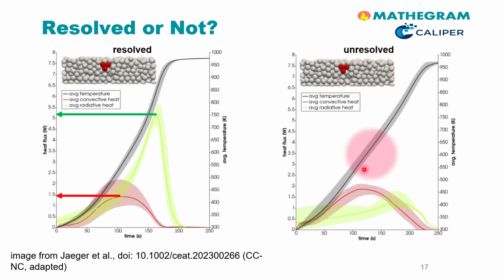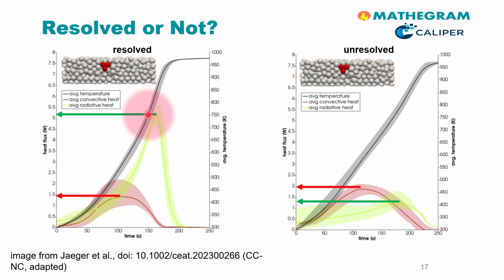Clearly, the temperature evolution in black is quite similar. However, the exchanged amount of radiative heat is greatly underpredicted compared to the resolved simulation. In contrast, the convective heat transfer rate, here in red, differs between these two particle approaches, however, not substantially. This work of Jäger et al. nicely illustrates situations in which particle resolved simulations should be favored, namely in case radiation becomes the dominant heat transfer mode.